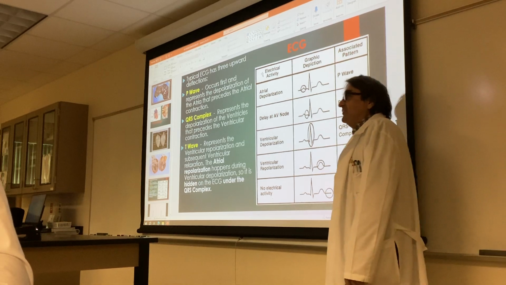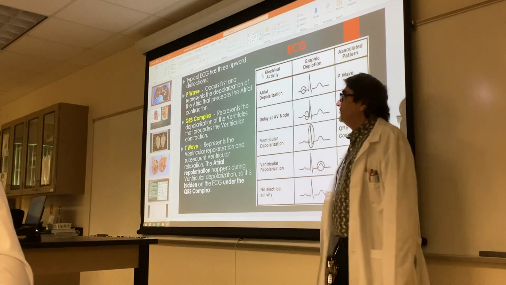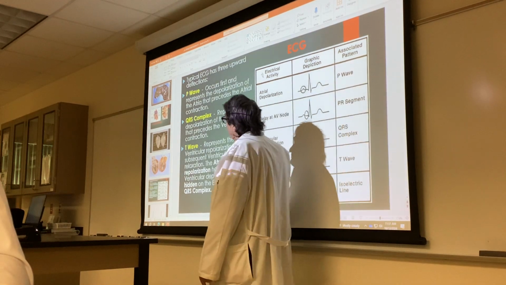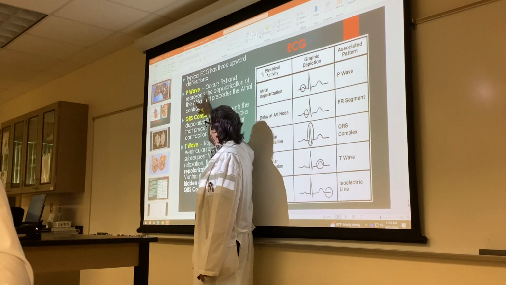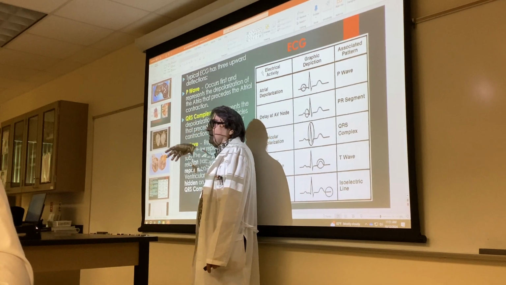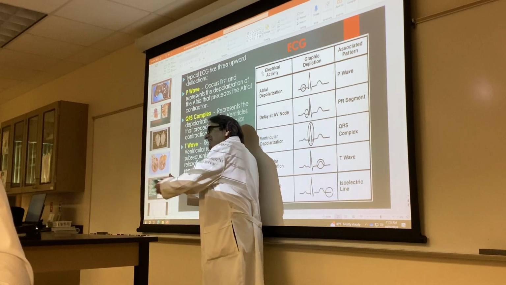You will have a tracing of an EKG on there. So you do need to know the waves: the P wave, QRS complex, and T wave. You all realize by now that that's just the alphabet in the correct order: HIJK, LMNO, P, Q, R, S, T.